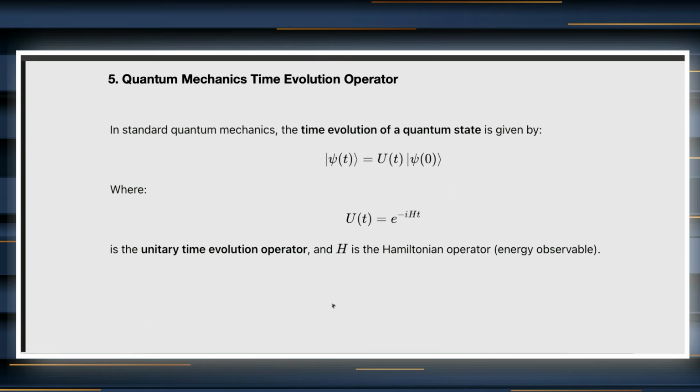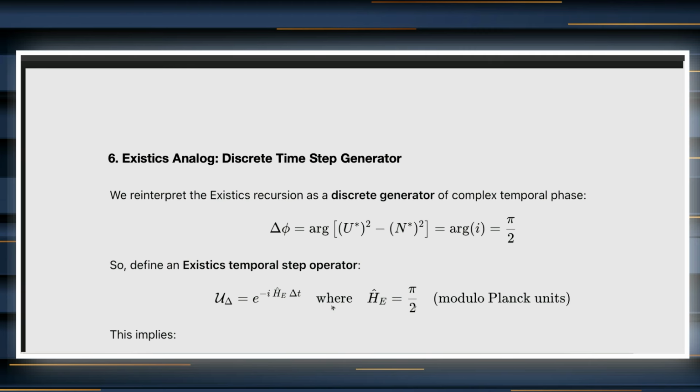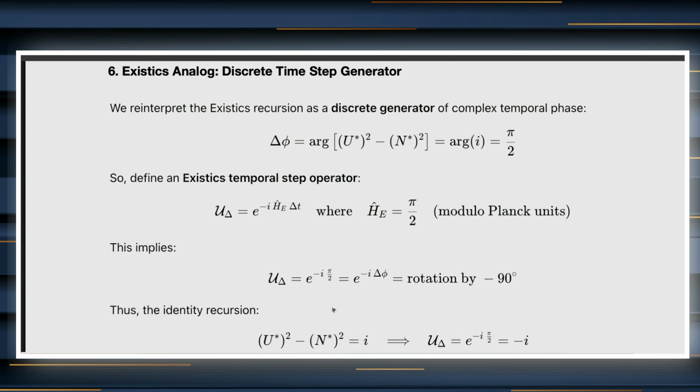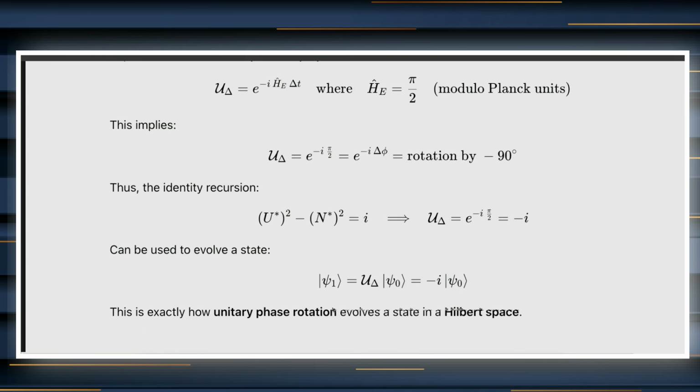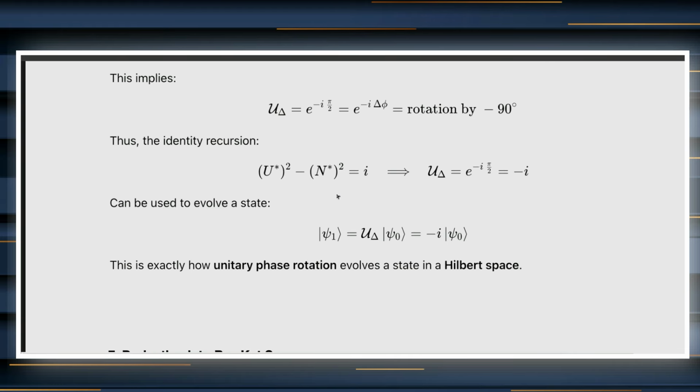So, quantum mechanics and the time evolution operator. Real briefly, we'll just plug everything in here and create our discrete generator for time evolution. We're going to apply Planck units and bring in all the conventional notation. This is exactly how a unitary phase rotation evolves a state in a Hilbert space. So the Existics equations naturally operate within the Hilbert space mathematics.